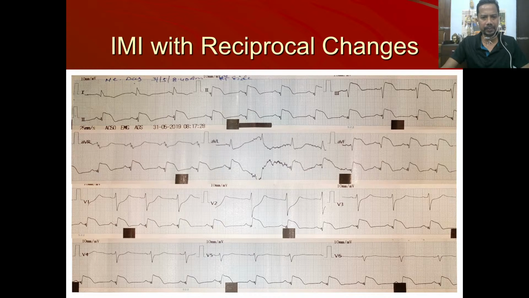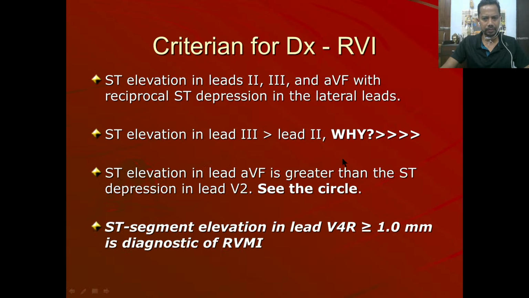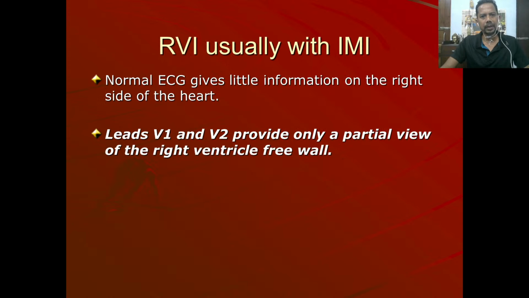This is inferior wall MI, ST elevation coving in 2, 3, AVF. Okay, lead 2, lead 3, and AVF ST elevation is there. So RV infarction you will see in association with inferior wall MI.